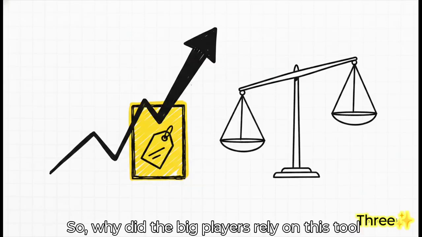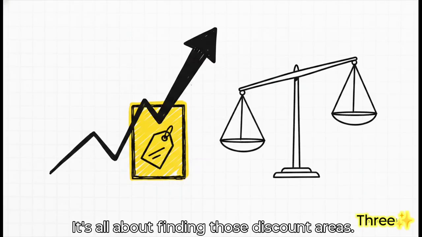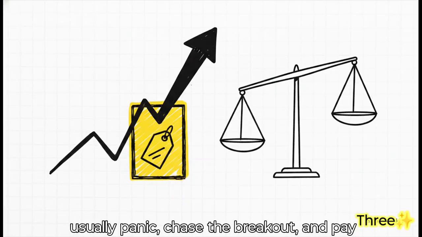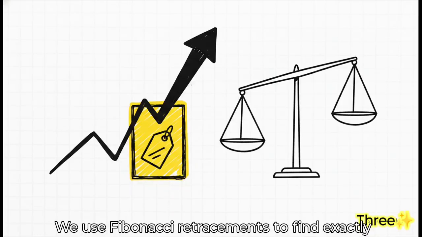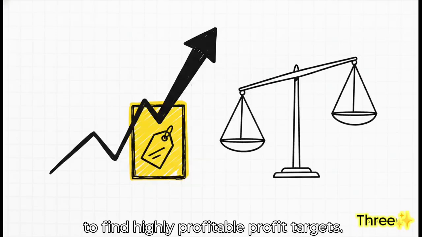So, why do the big players rely on this tool so much? It's all about finding those discount areas. When a price surges, everyday retail traders usually panic, chase the breakout, and pay a premium. But the smart money? No way. They wait for a discount. They wait for the price to pull back to a very specific mathematical equilibrium before launching the next big move. We use Fibonacci retracements to find exactly where that discount is, and extensions to find highly profitable profit targets.